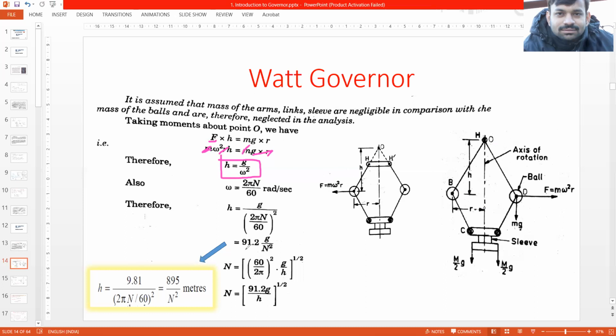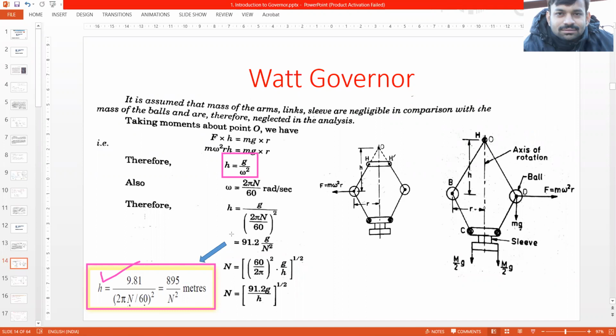The value of pi, and this comes out to be 91.2 g by n square, or we can write it as 895 divided by n square, by substituting the value of g. So these are the expressions for determining the height. I hope this is clear to you. One is h is equals to g by omega square, another one is h is equals to 895 by n square.